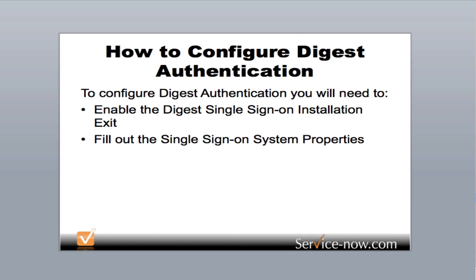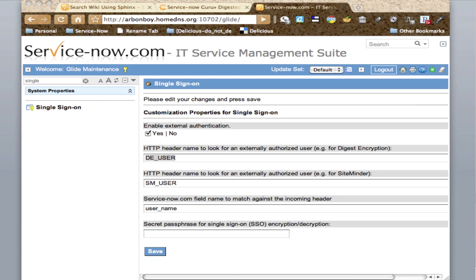Next step we need to take is to fill out the single sign-on system properties. Alright, in order to get to the single sign-on properties, you just type in single here in the search bar and you'll see single sign-on under system properties. Once you click on that, you'll see these settings right here. We're going to make sure that this is enable our external authentication.